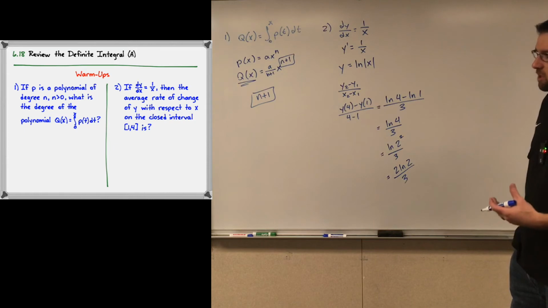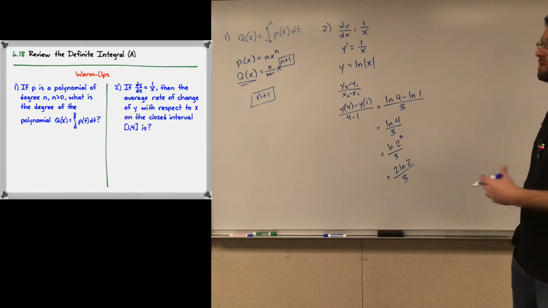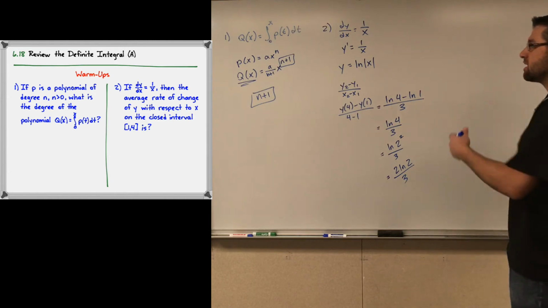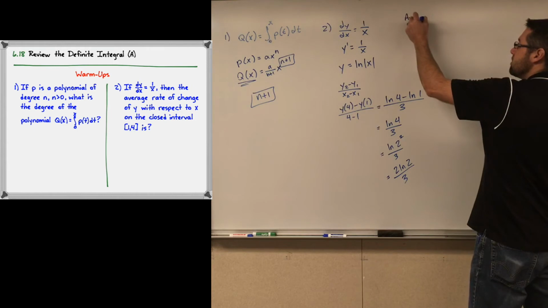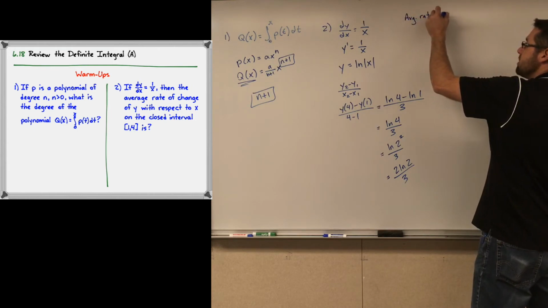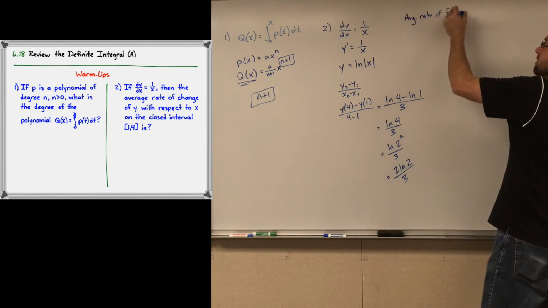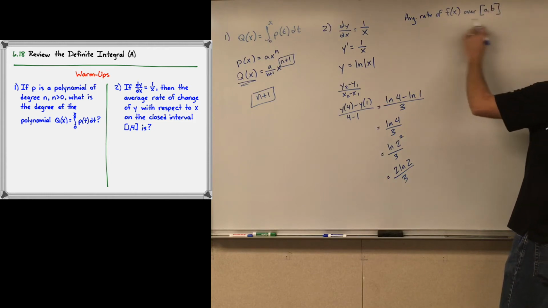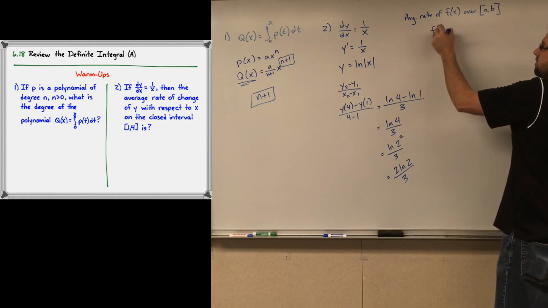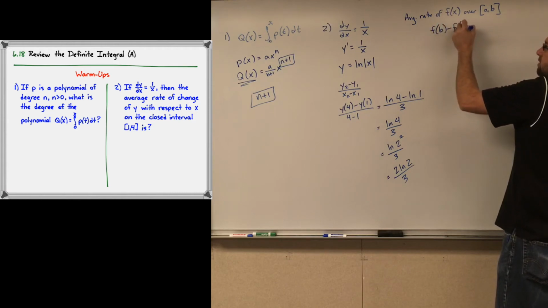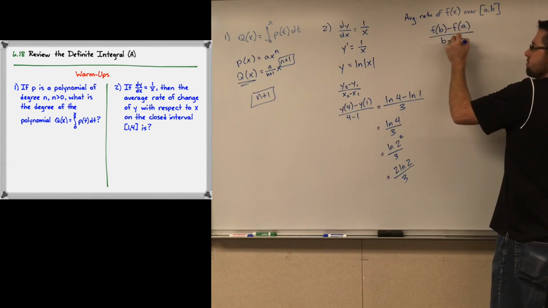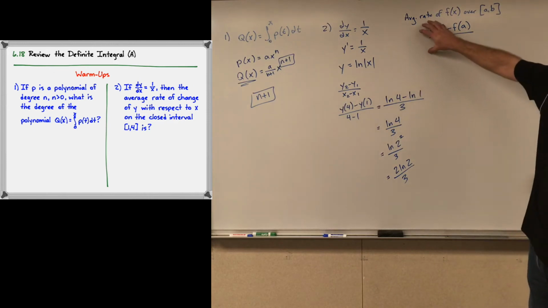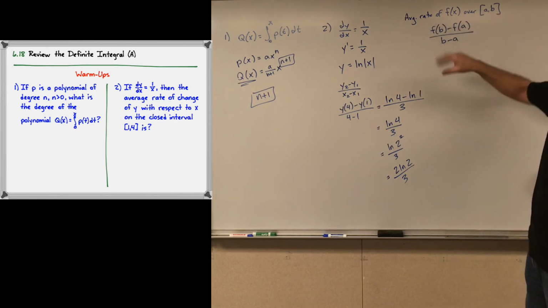But another way to look at this, and this is a decent way, is to look at it in terms of the average value. Now I'm going to make a connection here. The average rate of f of x over the interval a to b can be written like this: f of b minus f of a over b minus a. That's basically what we did here. We took the average slope between a and b of the function.